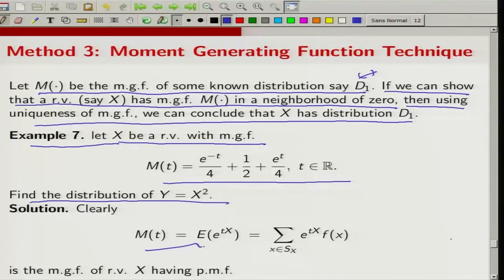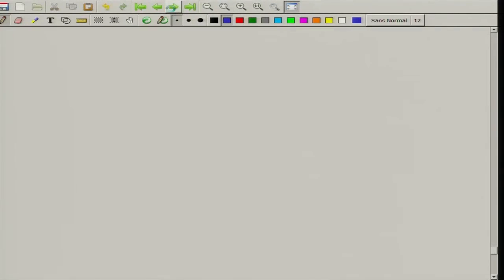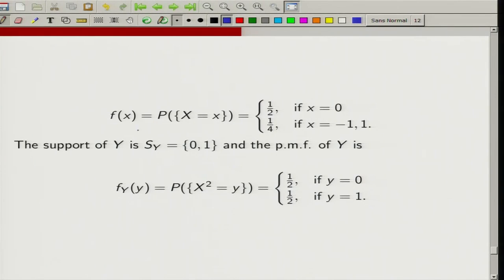Now, we know that m(t) is the expected value of e to the power tx, which is the same as the summation over x belonging to Sx of e to the power tx f(x). Note that it is coming as e to the power t multiplied by certain factors. The factors are 1 by 4, 1 by 2, 1 by 4, which sum to 1. So, from here I can immediately guess that this is the MGF of a random variable x having PMF probability x equal to x, which is 1 by 2 if x is 0 and 1 by 4 if x is minus 1 or 1. That is what is happening over t.